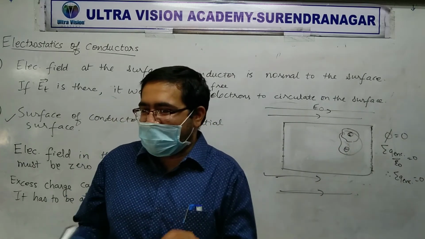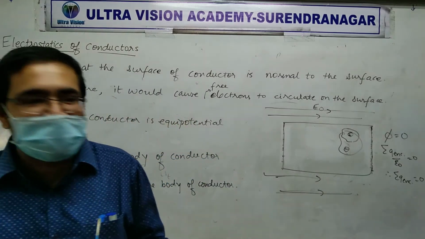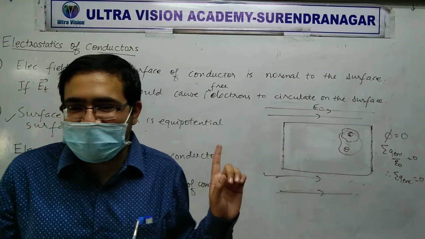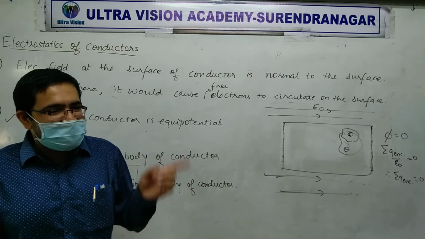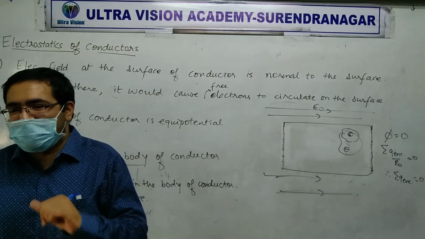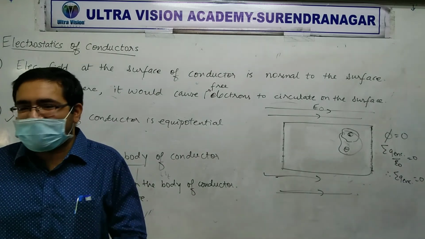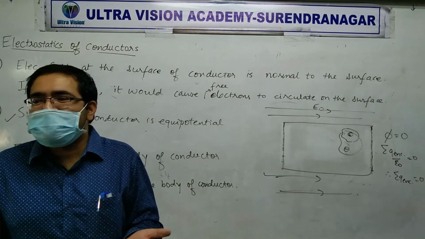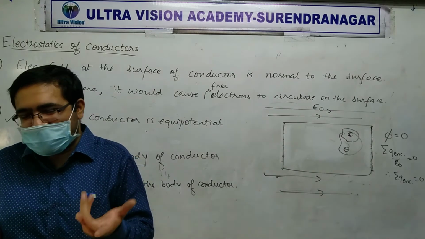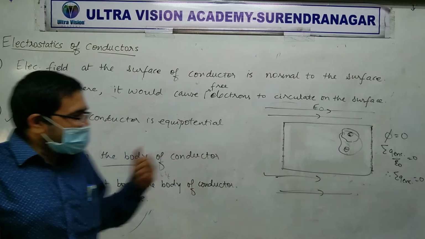So what's the way to avoid this contradiction? Simple. Positive and negative charge should always be at the same place. But if positive and negative charge are at the same place, they are balanced. Where is the excess charge? It's not there.